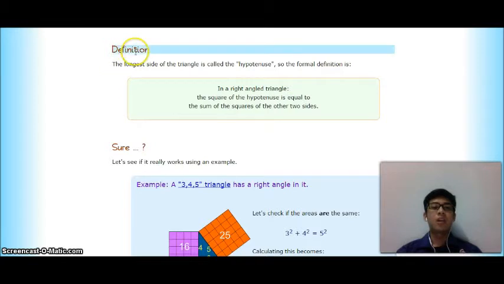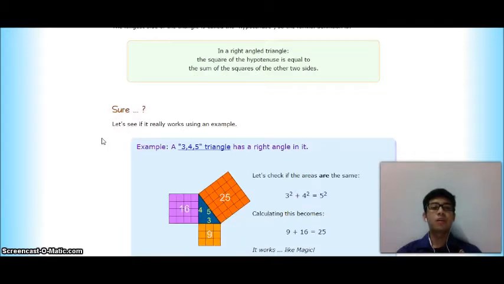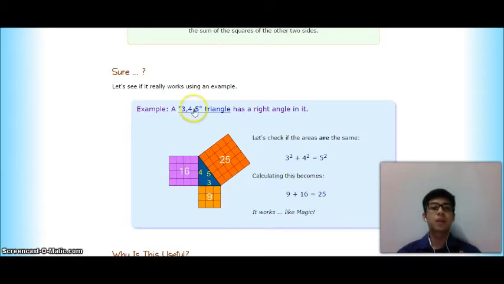First, the longest side of the triangle is called the hypotenuse. The formal definition of the Pythagoras theorem is: in a right angle triangle, the square of the hypotenuse is equal to the sum of the squares of the other two sides. Now I would like to explain this definition more briefly.